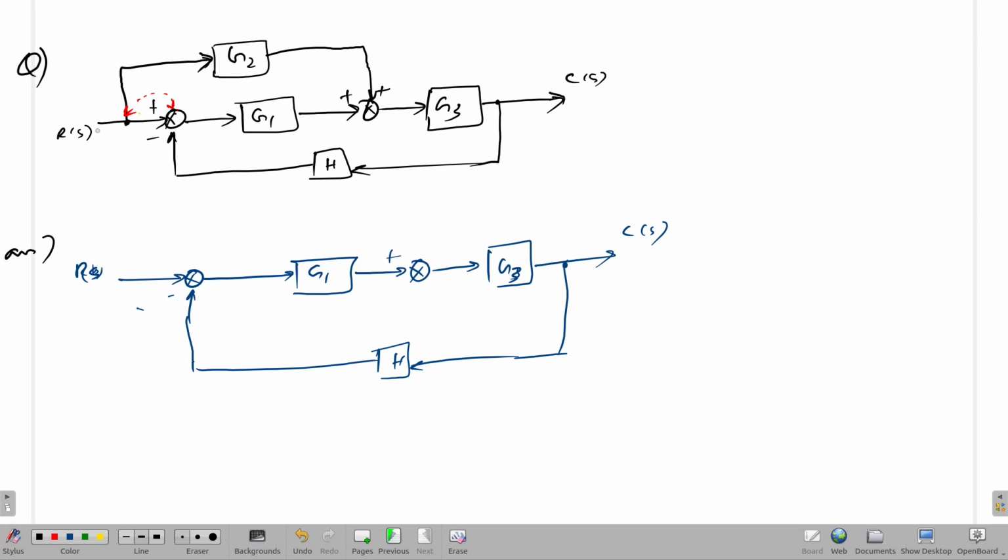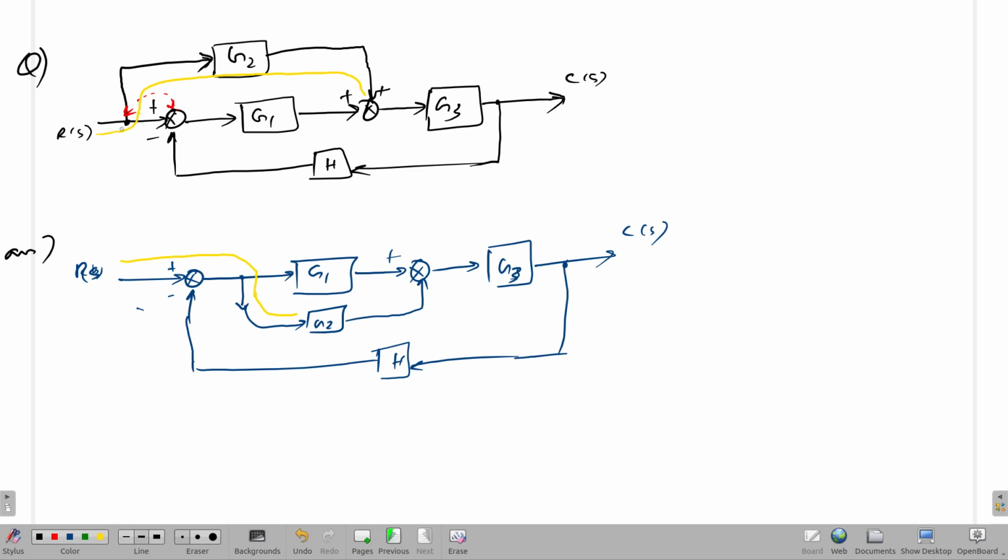Here the signal coming here goes like this and gets added here, right? Now if we are swapping it to start from here, what is happening? The signal coming from here will go like this and gets multiplied to G2 and goes like this. But what is the difference here?